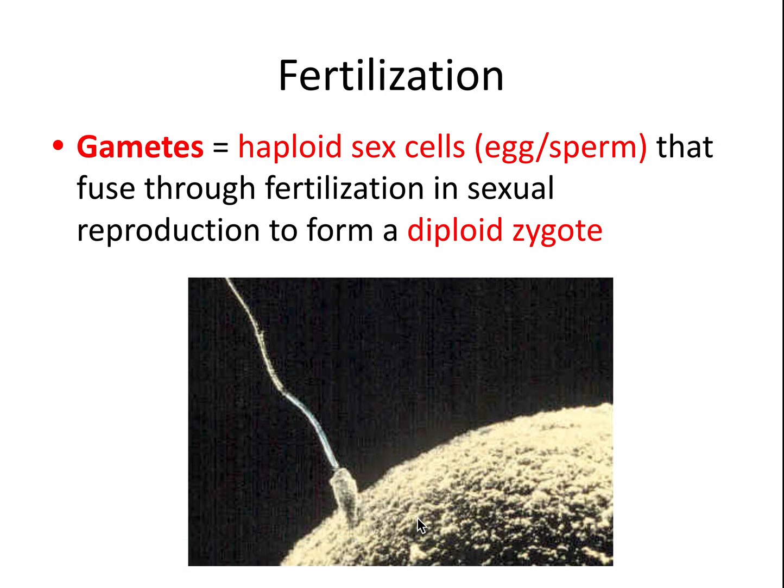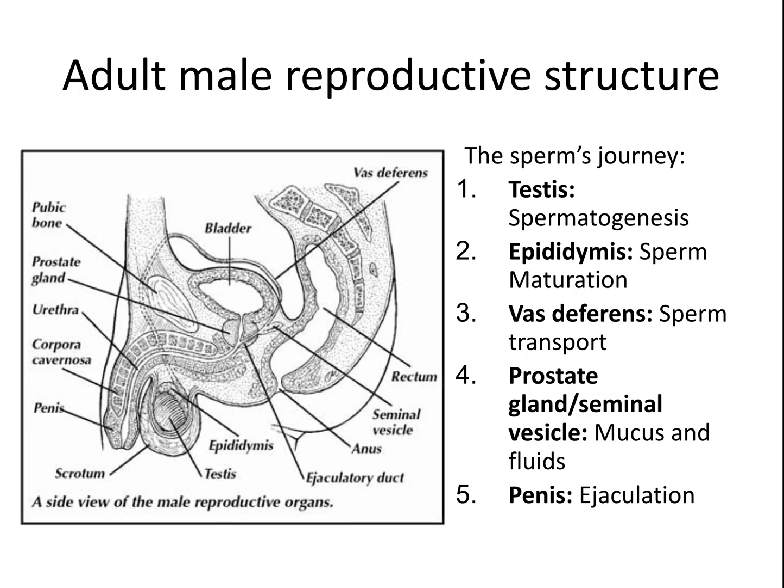So gametes, remember, are haploid sex cells, so they're only half the amount of information needed to make a diploid zygote. So a zygote would be once the egg and the sperm have come together, and they make a unique combination, a mixture of the two's genetics, and it makes a unique zygote. We call that fertilization.